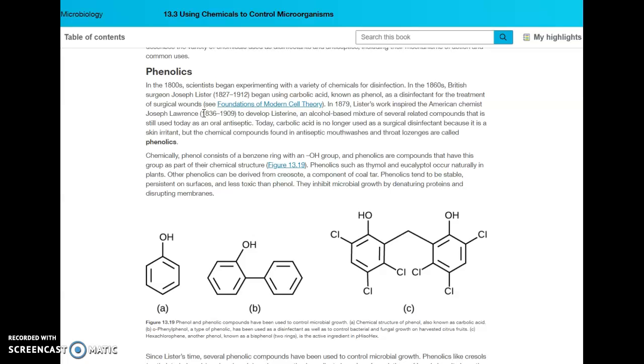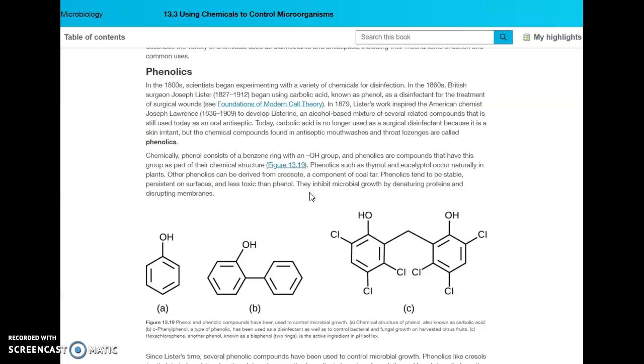But we've modified the original phenol compound and call them phenolics. Okay, so they're similar to phenol, but we've been able to modify the structure. So this is phenol right here. This is the chemical structure of phenol. And these two structures here that you see in B and C, these are phenolics. They've been essentially just modified. Some phenolics naturally occur, like eucalyptus is a naturally occurring phenolic. Other ones can be derived from creosote, which is a component of coal tar. It's what they put on railroad ties.